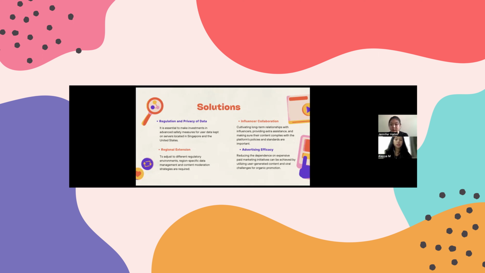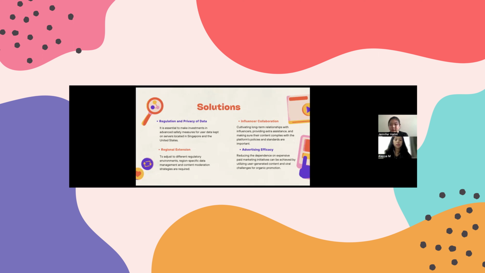Third is influencer collaboration. The success of TikTok is largely due to its influencers. Maintaining investment in influencers is crucial, but so is cultivating long-term relationships with them, providing extra assistance and making sure their content complies with the platform's policies and standards.